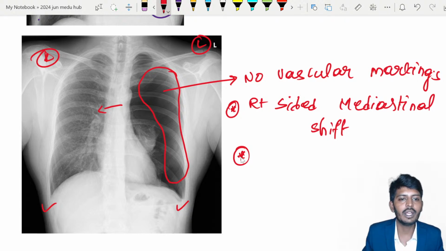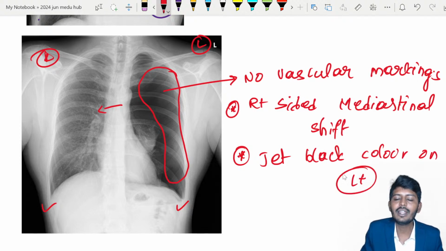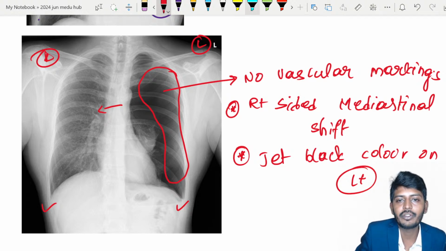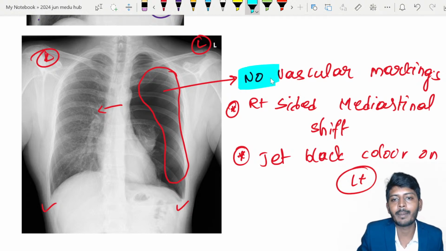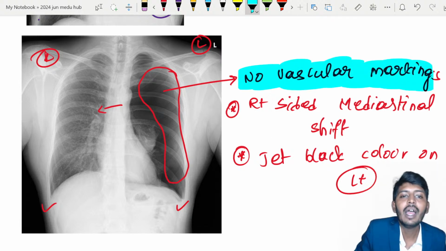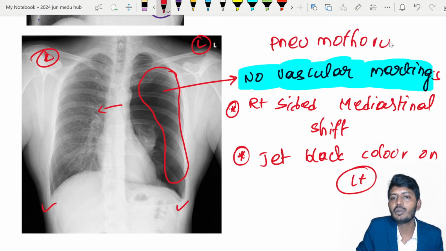If you notice, on the left side there is no vascular marking, which creates a jet black appearance on the left side. So these are suggesting what? The most important radiological sign is no vascular marking. If there is no vascular marking, that can occur as a result of pneumothorax. What is this pneumothorax?